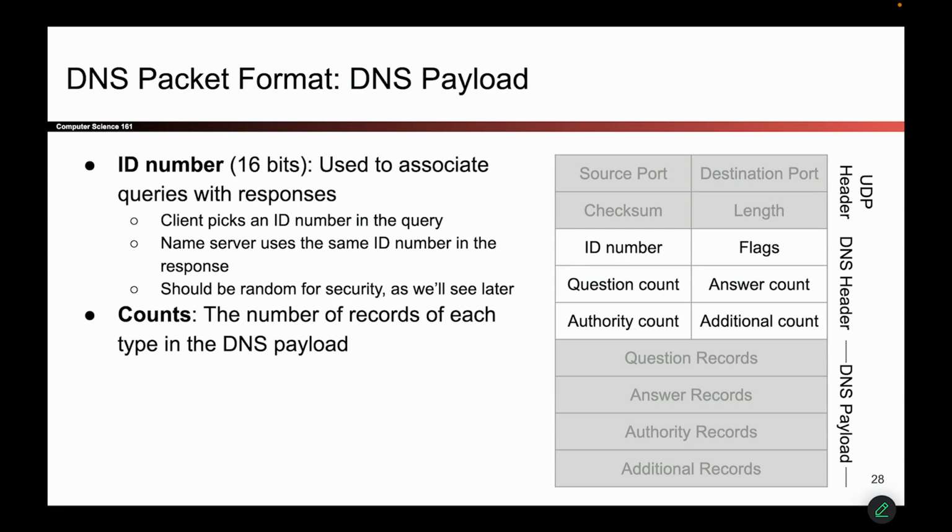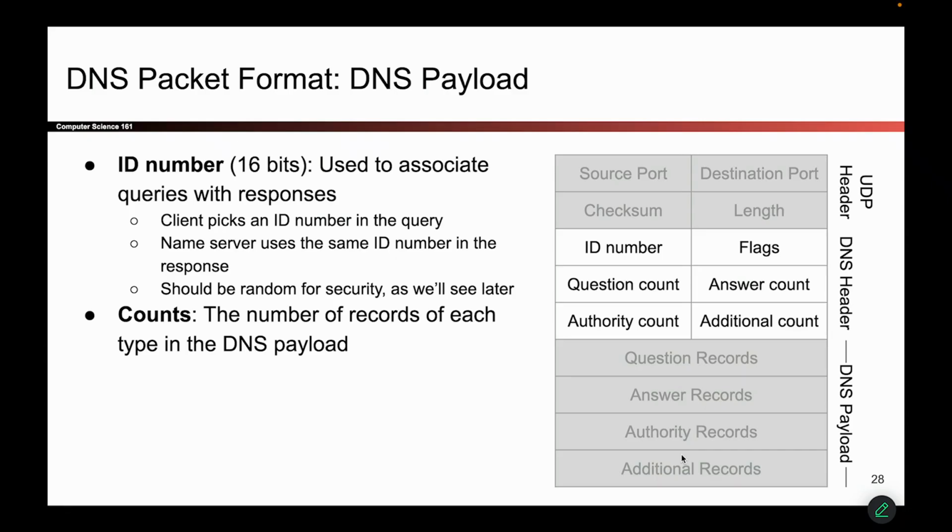So if you send 5 packets with ID numbers 10 and 30 and 500, then when you get back responses, you can look at their ID numbers to figure out which one corresponded to which question. You can also randomize this for security. That's something we'll see later when we discuss attacks. Then there's a bunch of flags, which we won't even talk about. They're not that interesting. And then there's a bunch of counts. What are we counting? We're counting this stuff inside the DNS payload. So let's talk about what's in here. And these headers are just telling us how many records exist.